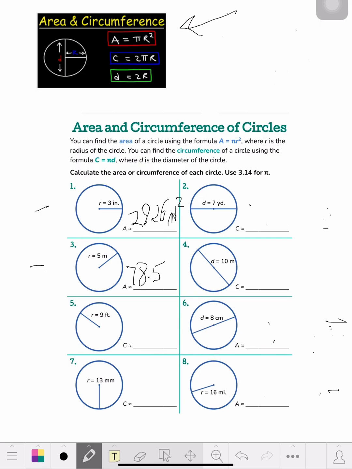0.5. Now, what do we got here? We got meters, with a little square sign. That's it for there. So let's move down to the next one.